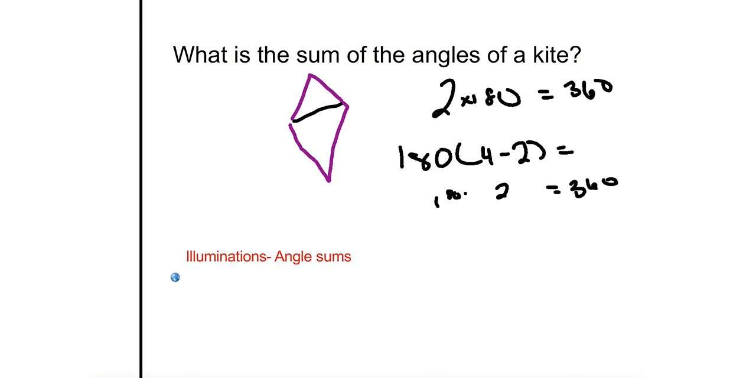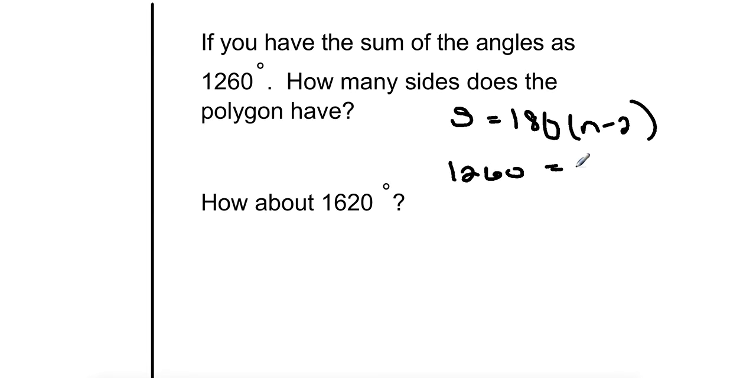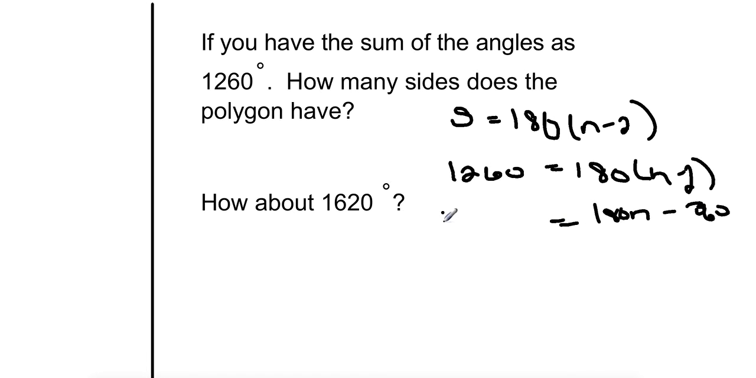All right, so now let's take a look at how to find the missing angles. If you have the sum of the angles as 1260, how many sides does it have? This is where algebra is going to come into play. The sum of the interior angles equals 180(n minus 2). We know we have 1260 degrees. Now some of you will have these memorized, but I want you to use the formulas. Using the distributive property, you have 180n minus 360 equals 1260.